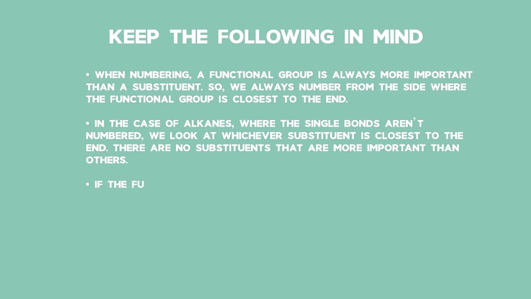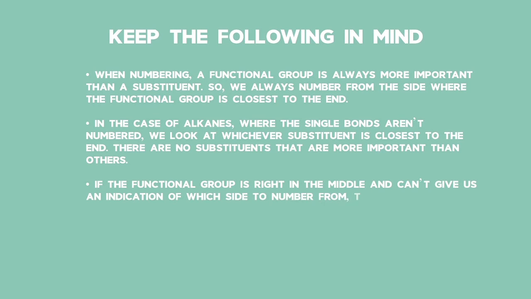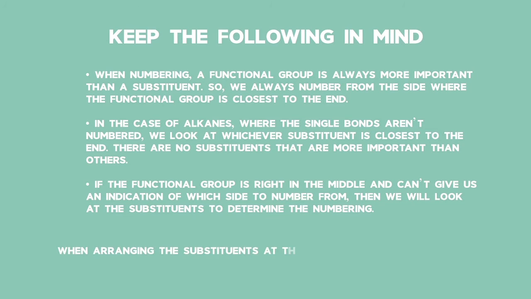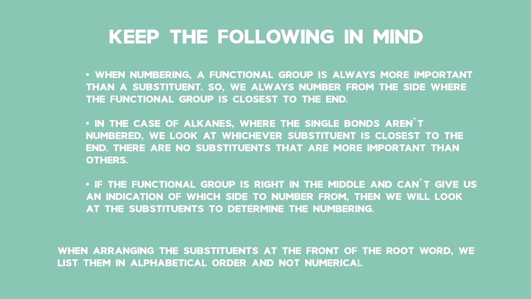If the functional group is right in the middle and can't give us an indication of which side to number from, then we will look at the substituents to determine the numbering. When arranging the substituents at the front of the root word, we list them in alphabetical order and not in numerical order.